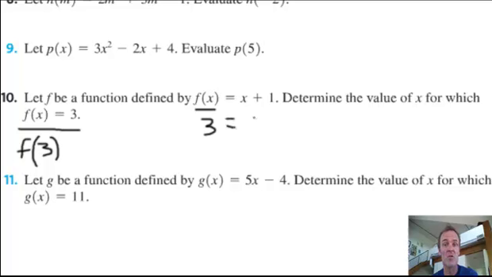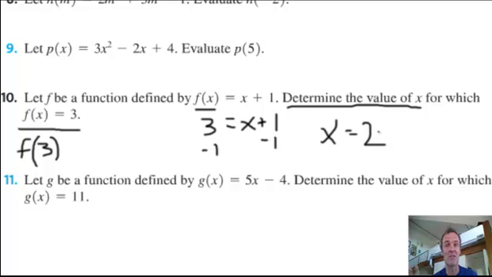3 equals x plus 1. I'm trying to find the x. It even says there, determine the value of x. I'm not giving you x. I'm giving you the output. I'm giving you the f of x, which in this situation is 3. To find the x, we take away 1, x is 2. That's it. X equals 2. I've found out what x equals. This is not f of 3. It's f of x equals 3.